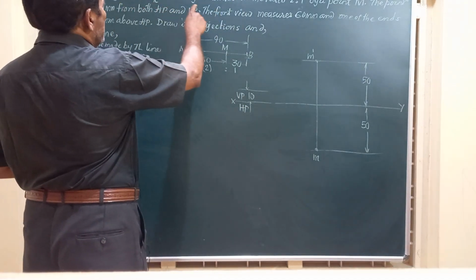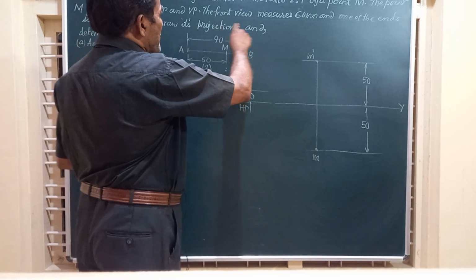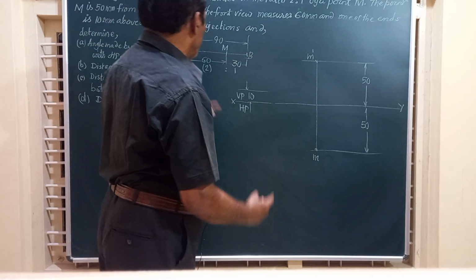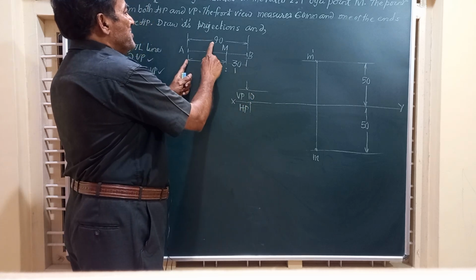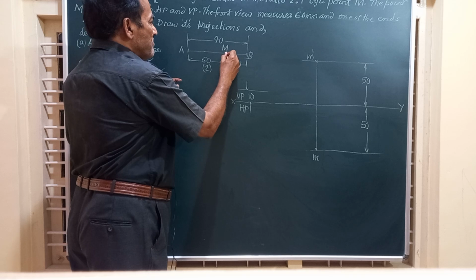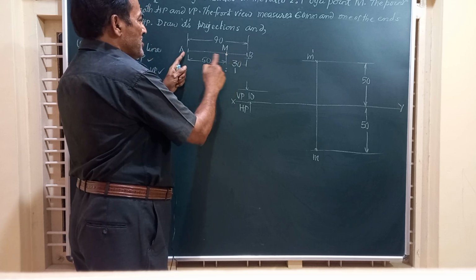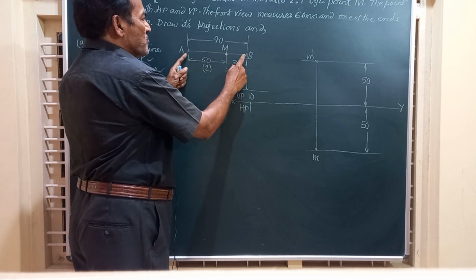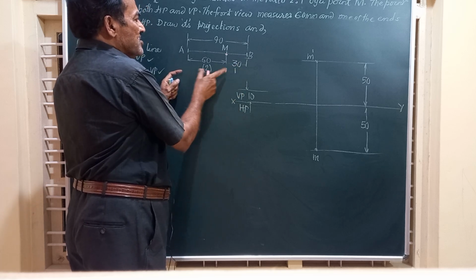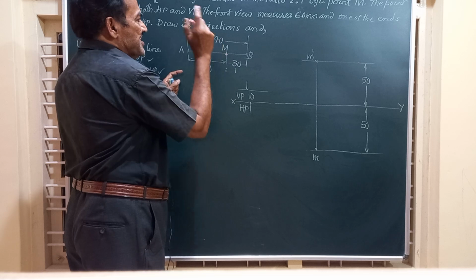A straight line AB 90 millimeter long is divided in the ratio 2 is to 1 by a point M. You have a line AB which has got a length of 90 millimeter and this is divided by a point M in the ratio 2 is to 1. So if this is 30, it is going to be double that. So 30 plus 60 is 90.